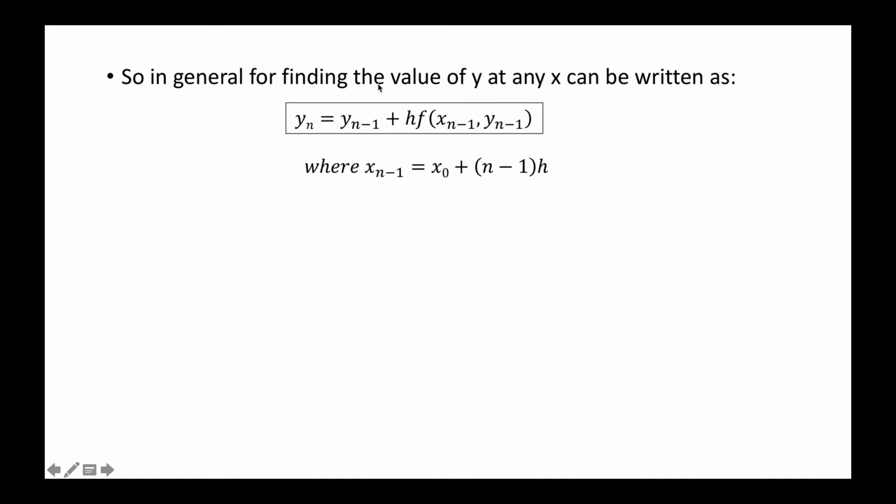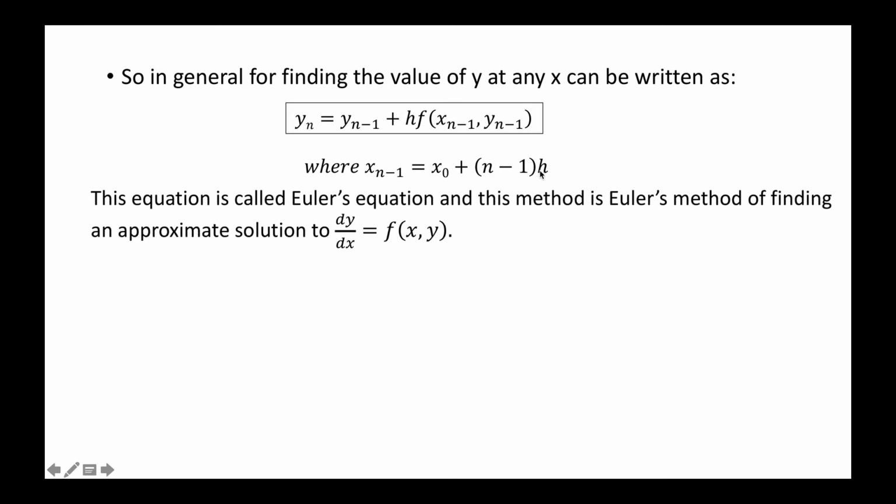In general, for finding the value of y at any x, it can be written as yn is equal to yn minus 1, the previous one, plus step size times the function at the previous point, where xn minus 1 is equal to x0 plus n minus 1 times h. This approximation or equation is called the Euler equation, and this method is the Euler method of finding an approximate solution to dy by dx is equal to f of x comma y, this kind of equation.